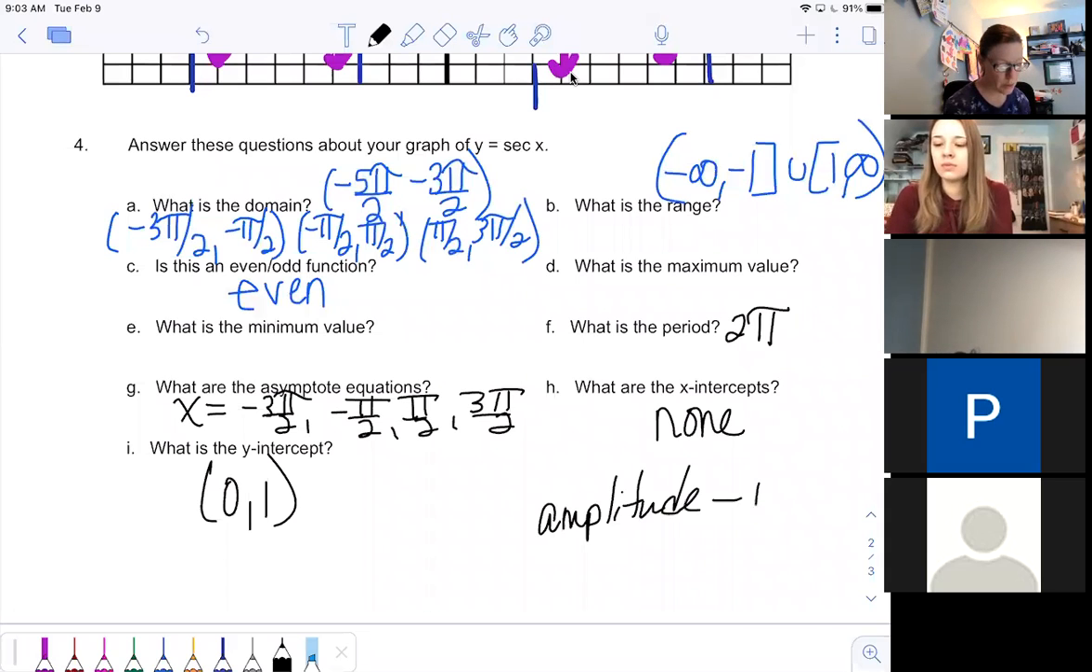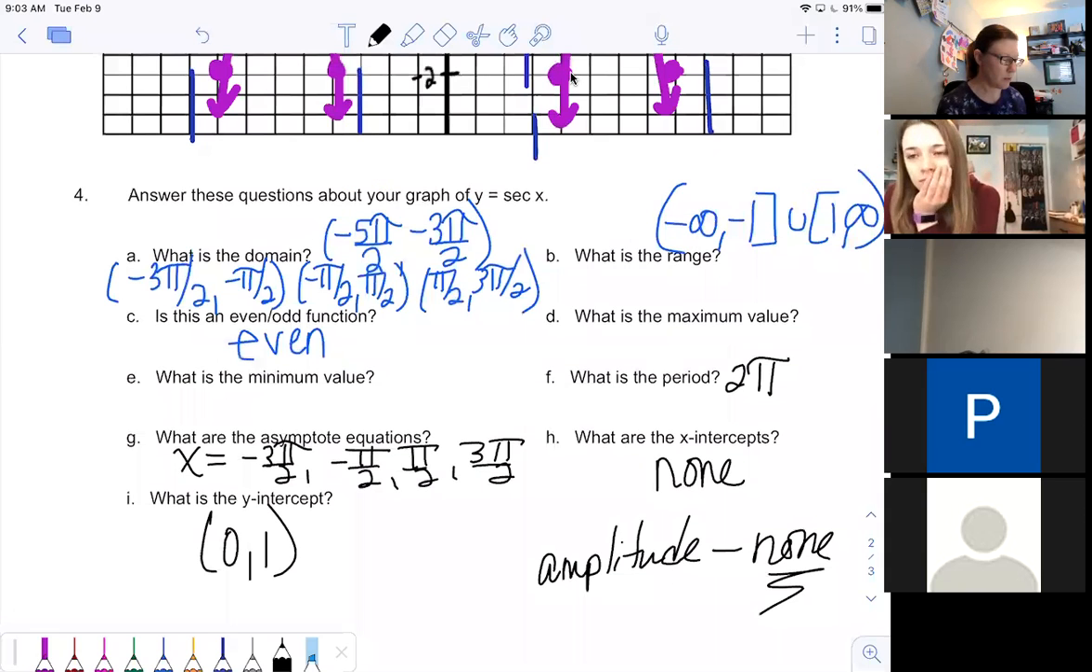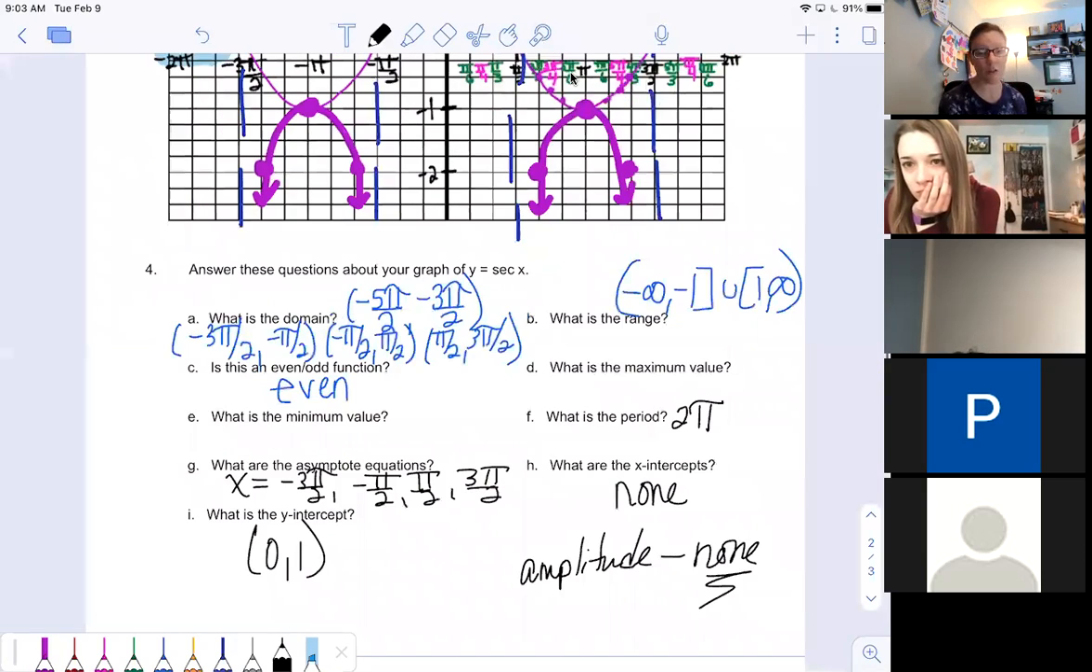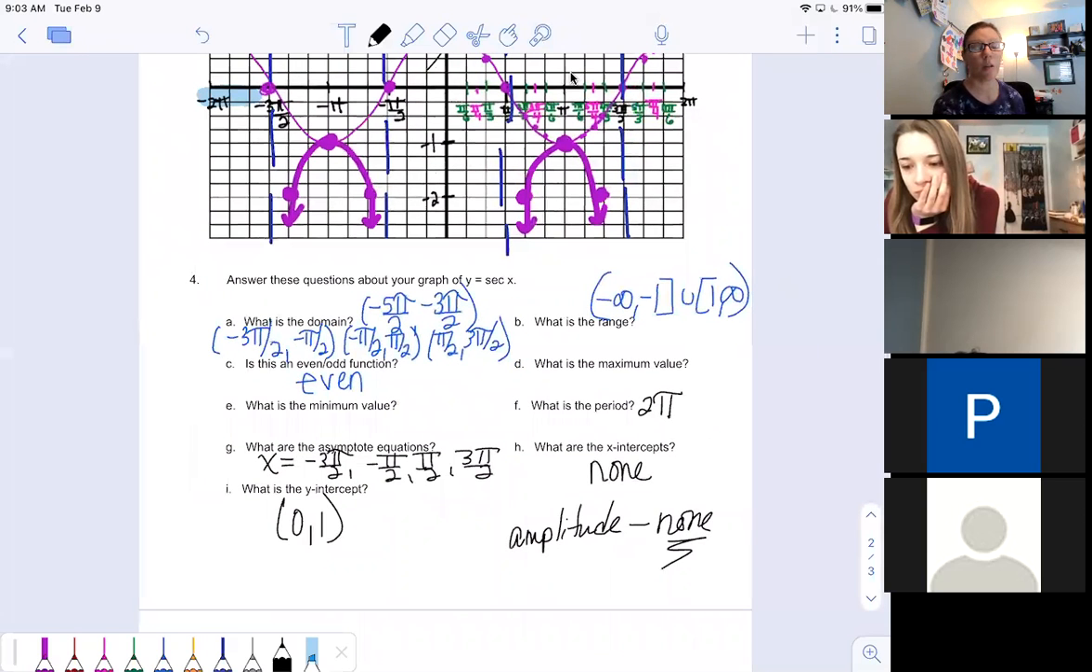There is no amplitude. And the reason there isn't an amplitude is because, again, this graph stretches to infinity or negative infinity. So there's not going to be an amplitude of a function if it stretches to infinity. And that's the same thing with tangent and cotangent.